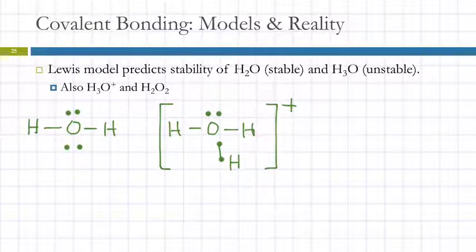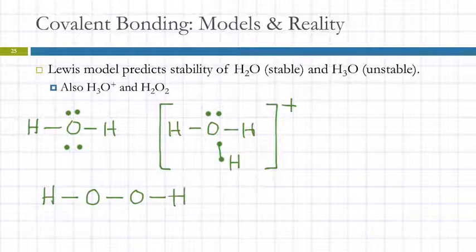What about H2O2? We're going to learn how to do this in a minute, but there's the Lewis structure for H2O2, hydrogen peroxide. What do you think? Stable, unstable? Stable, yeah. It's stable. Each hydrogen has 2 electrons. Each oxygen has 8 electrons. Any questions?